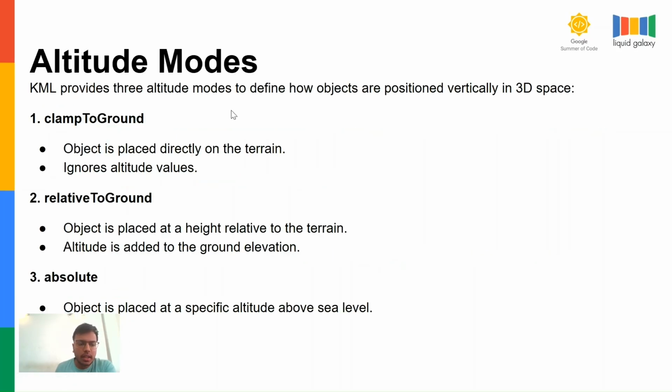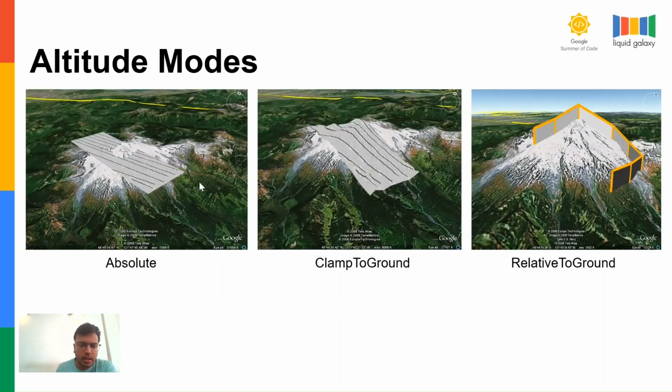So the next thing is altitude modes. There are three altitude modes: clamp to ground, relative to ground, and absolute. We can see these better using the examples here. The absolute altitude mode just places our object at a specific altitude.